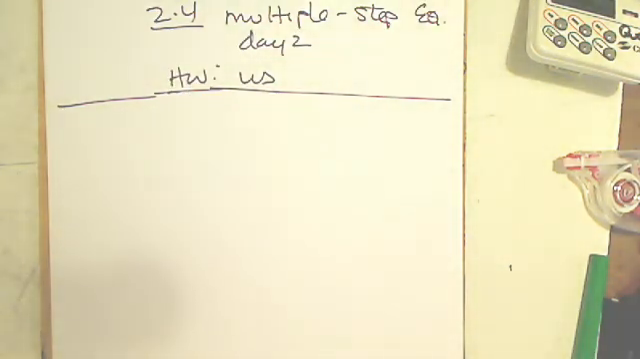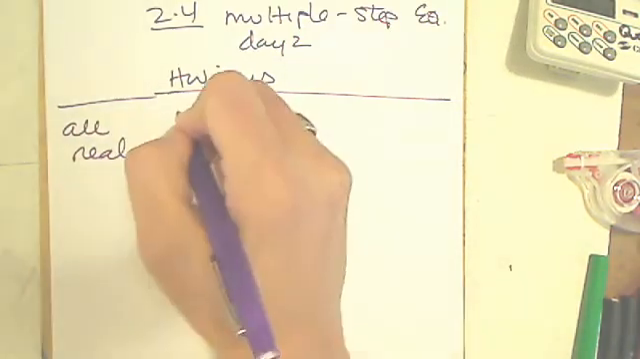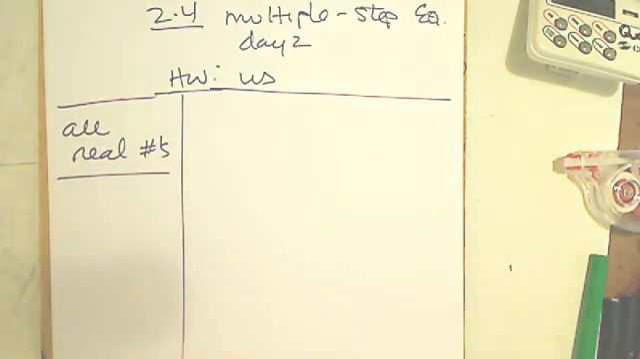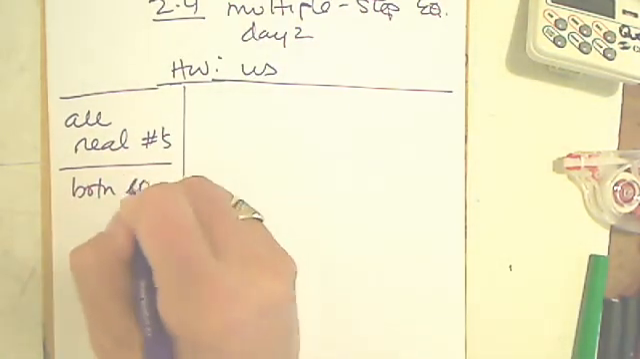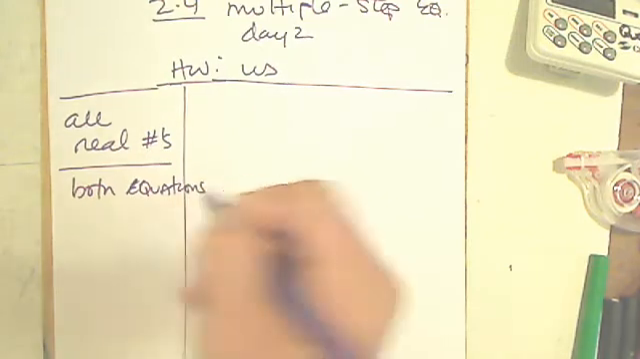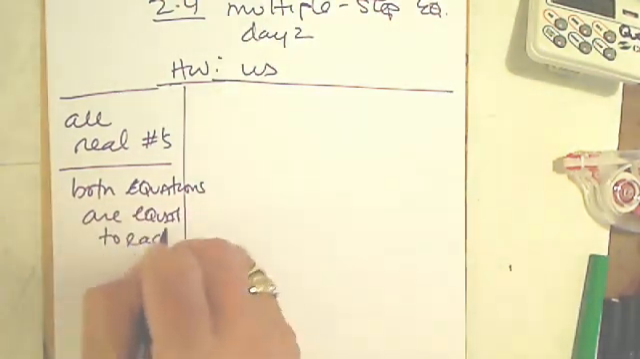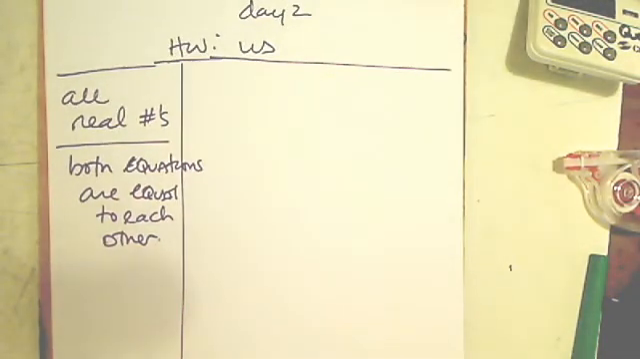Okay. Let's continue, Jaylene. Now, I do want to go over a no solution. I mean, all real numbers. All real numbers answer. When you have all real numbers, all that means is that both sides are equal to each other. They're the same equations.